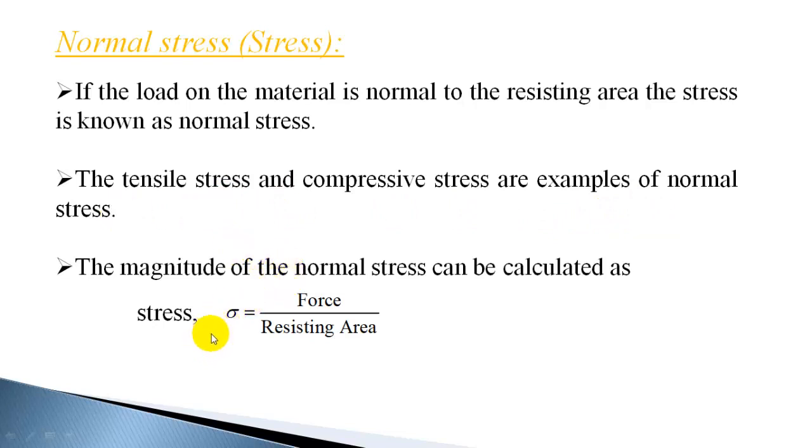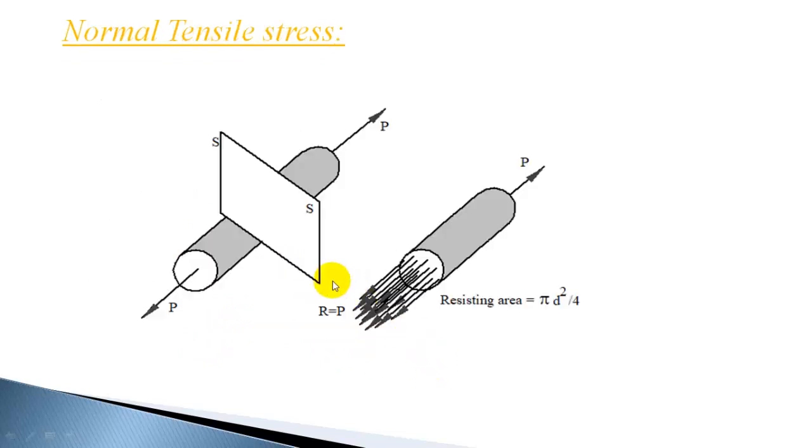And stress you can calculate as force divided by resisting area. So this is tensile stress, and like the external load, this internal resistance is distributed, and per unit area, the amount of resistance offered will give the stress induced in the material. And area you can calculate for a circular cross section as pi by 4 d square. Load divided by area, where resistance will be equal to the external load.